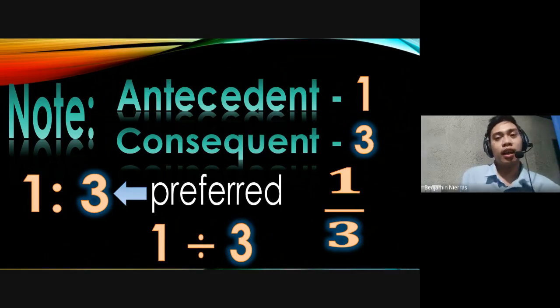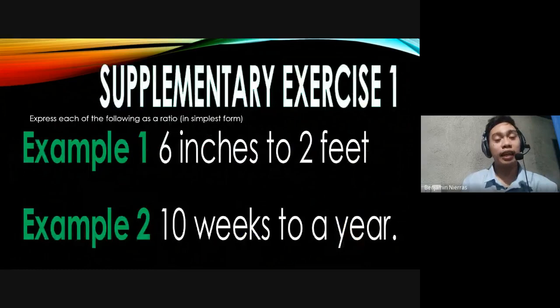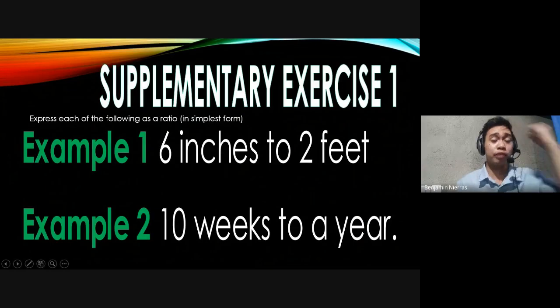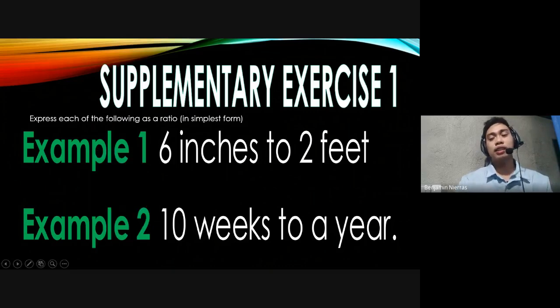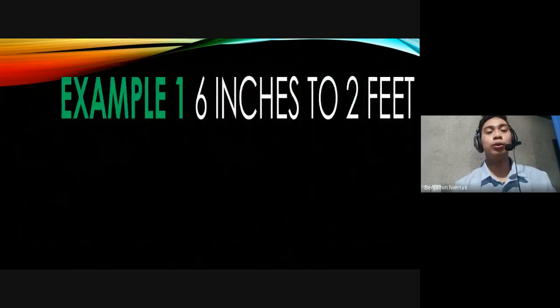Next, let's go to our supplementary exercise number 1. So example number 1, suppose we have 6 inches to 2 feet. And example number 2, 10 weeks to a year. So express each of the following as a ratio in simplest form. Okay, so 6 inches to 2 feet in example number 1.